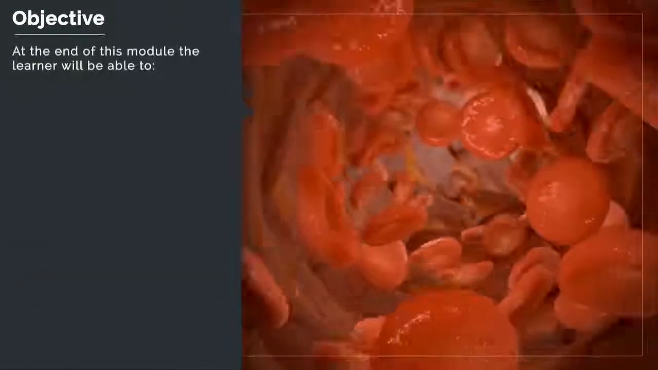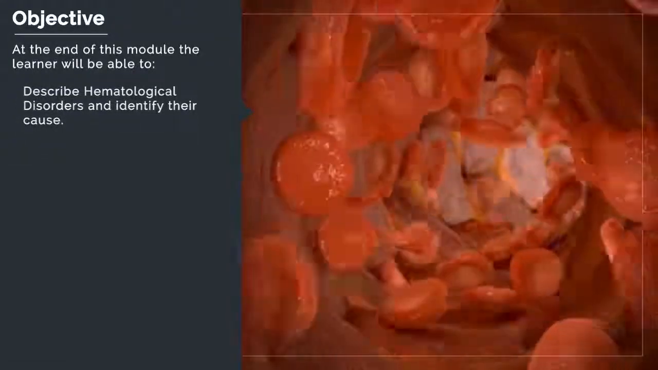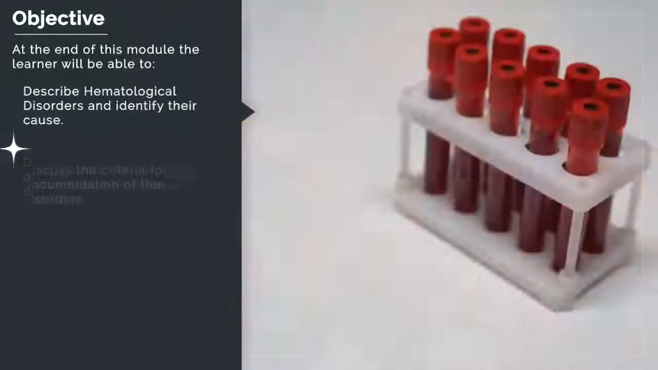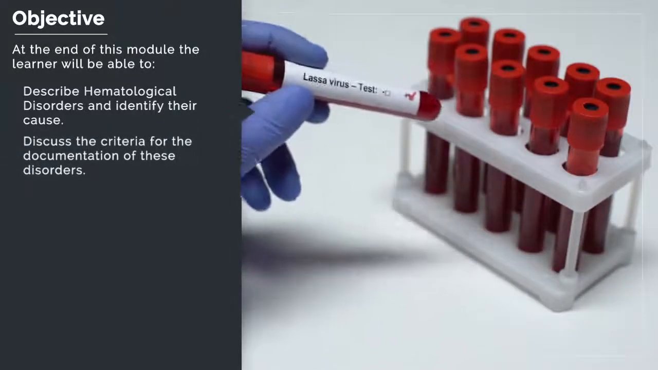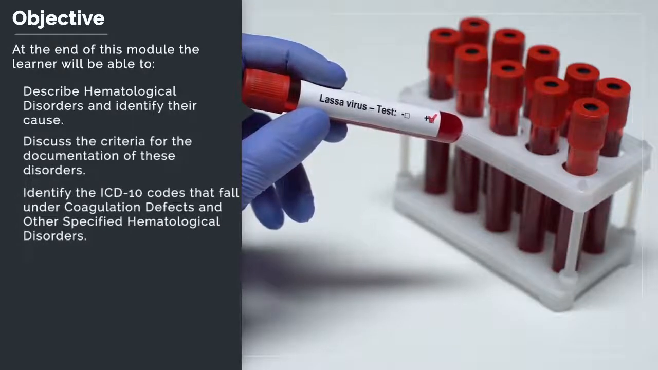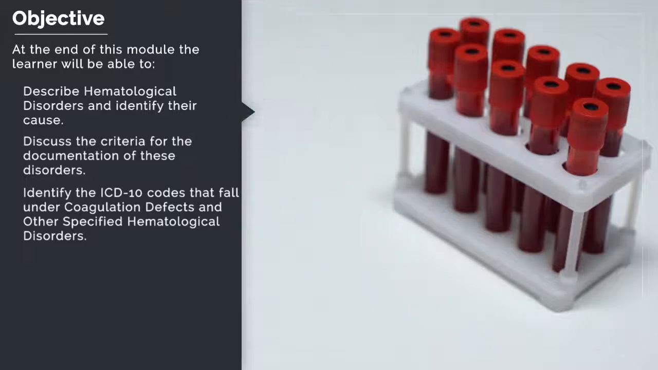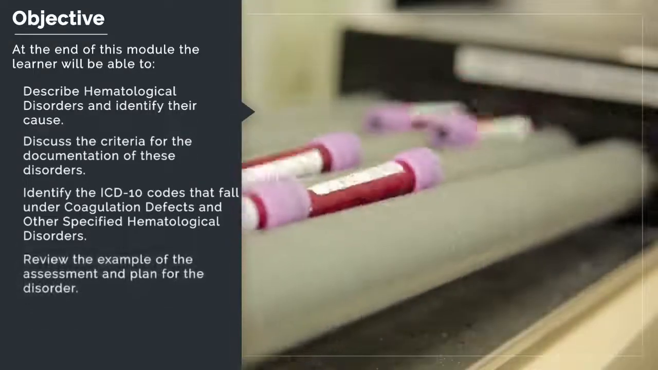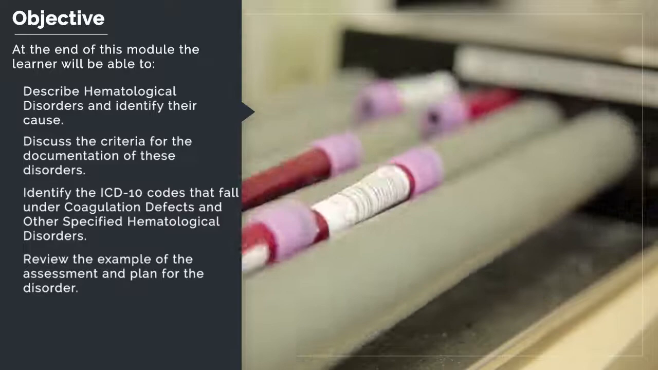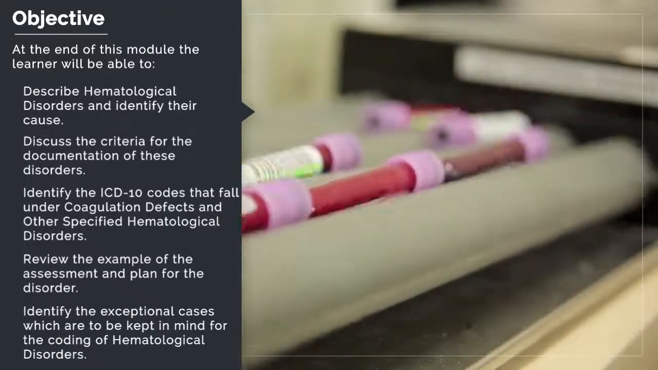At the end of this module, the learner will be able to describe hematological disorders and identify their cause. Discuss the criteria for the documentation of these disorders. Identify the ICD-10 codes that fall under coagulation defects and other specified hematological disorders. Review the example of the assessment and plan for the disorder. Identify the exceptional cases which are to be kept in mind for the coding of hematological disorders.